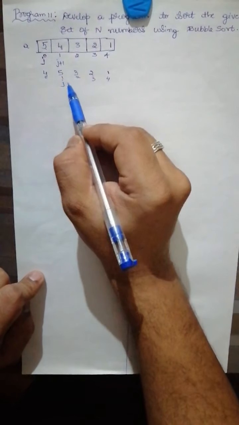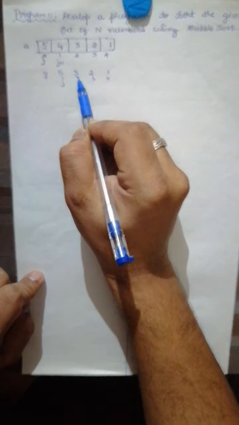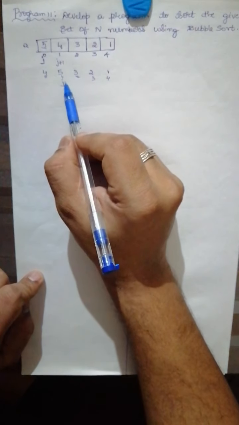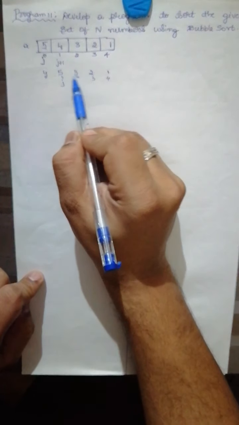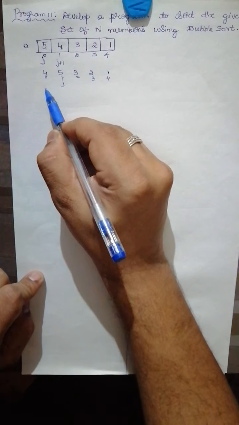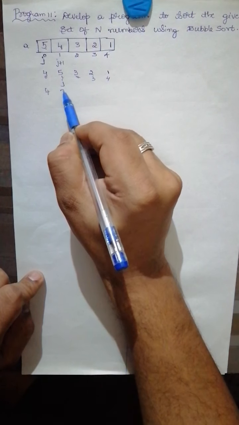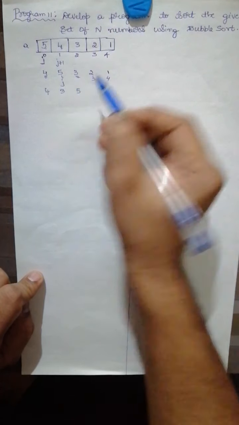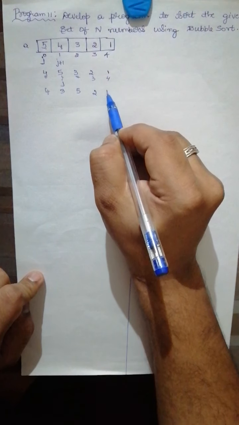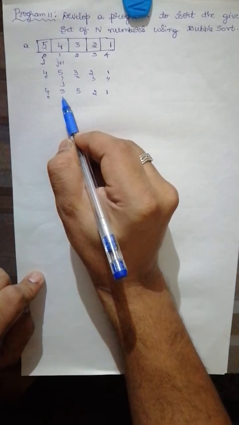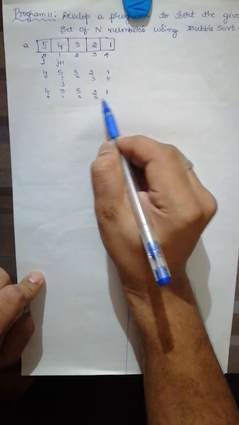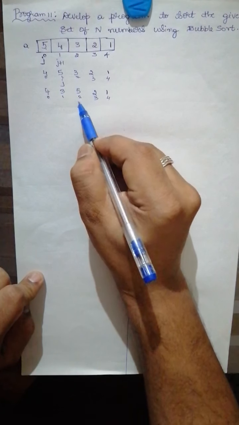Compare the next two elements. If the first element is greater than the second element, interchange. If I interchange, it becomes 4, 3, 5, 2 and 1. Index values are 0, 1, 2, 3, 4. j plus plus, j points to the next element.